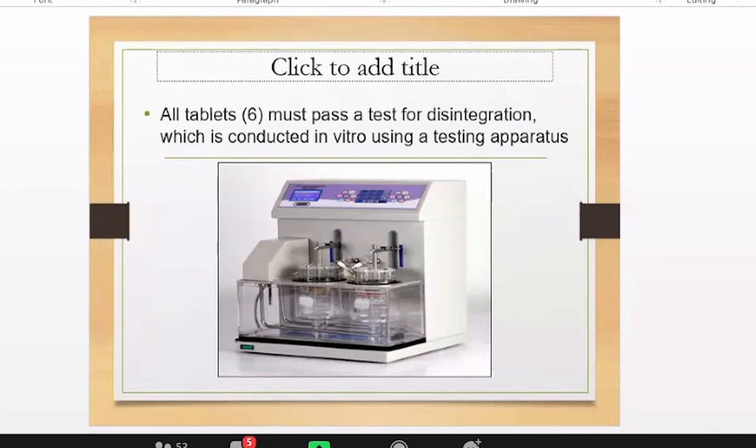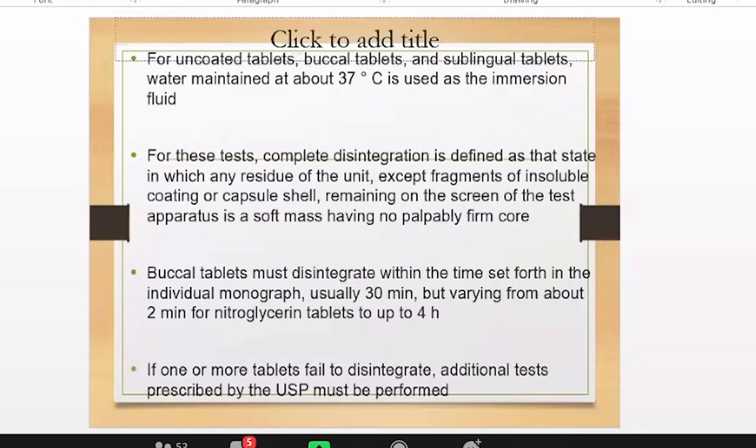So what are some of the things that you must do and what you'll be observing? If you are dealing with uncoated tablets, or buccal tablets or sublingual tablets, the water is maintained at 37 degrees Celsius. So that dissolution fluid I'm talking about is going to be maintained at 37 degrees Celsius. This is representative of the body temperature.